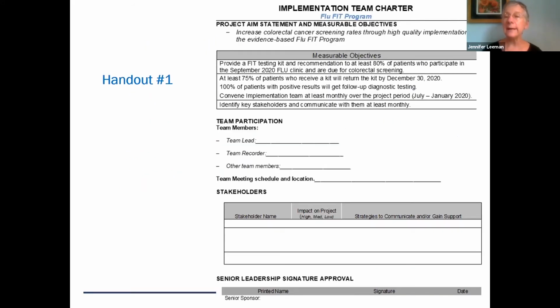So in your handouts, you have an implementation team charter, which is a really helpful tool for just documenting at the start of a project what the goals are, the aims and objectives, who's going to be involved on the implementation team, when you're going to meet, who the key stakeholders are that you need to keep engaged, and your senior leadership signs this. So I'm going to walk through each of these in slightly greater depth.